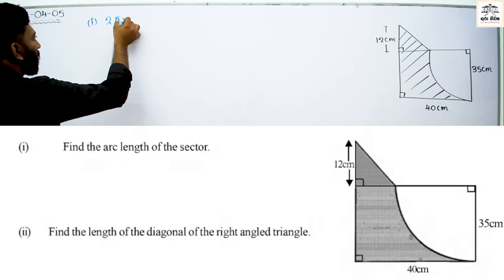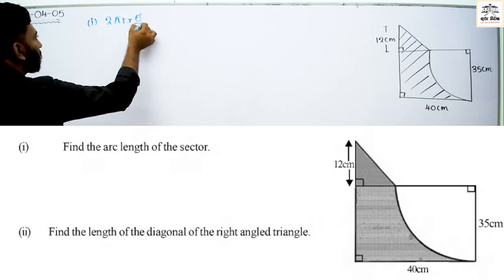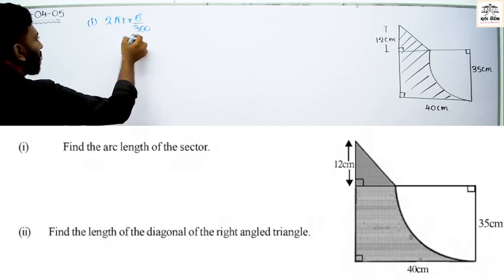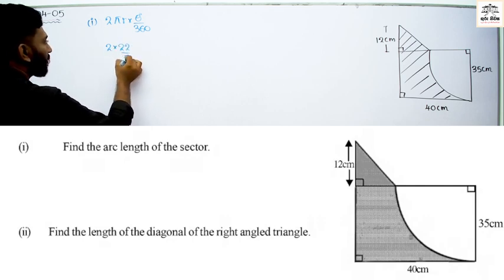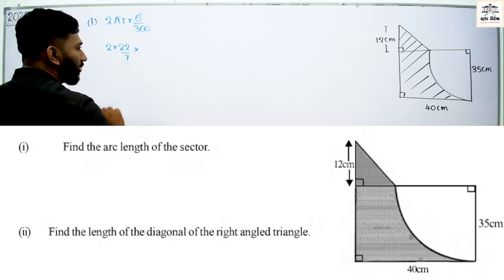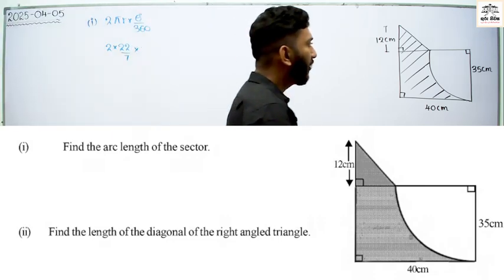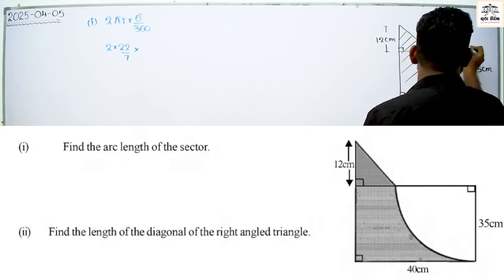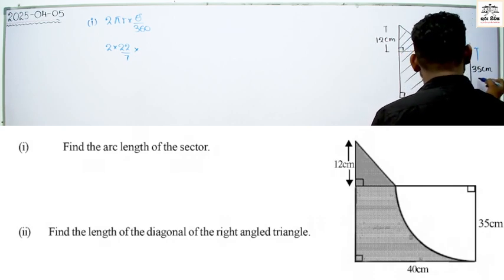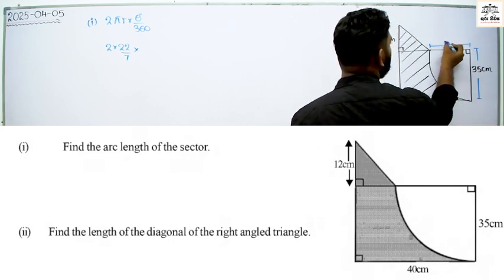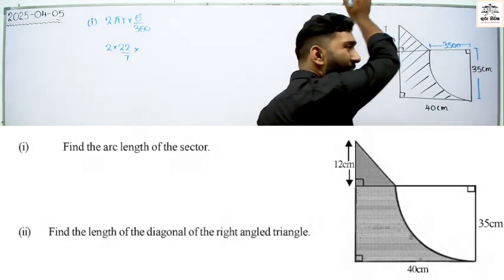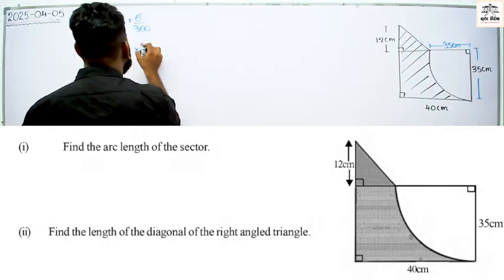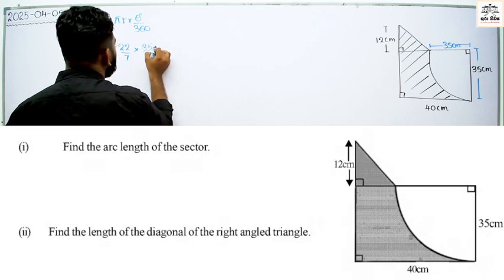2 pi r into theta over 360, and you know 2 multiplied by 22 over 7 into the r. Now listen, radius is here to here or here to here. It becomes 35. Therefore, this one is also 35. Radius is 35 cm.